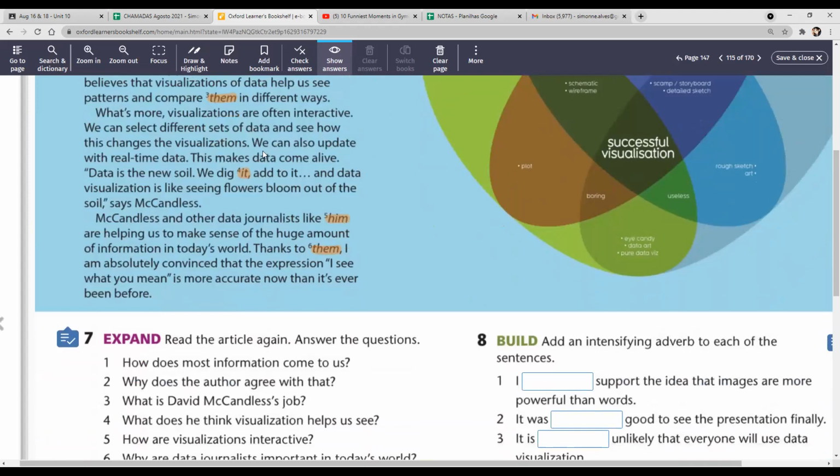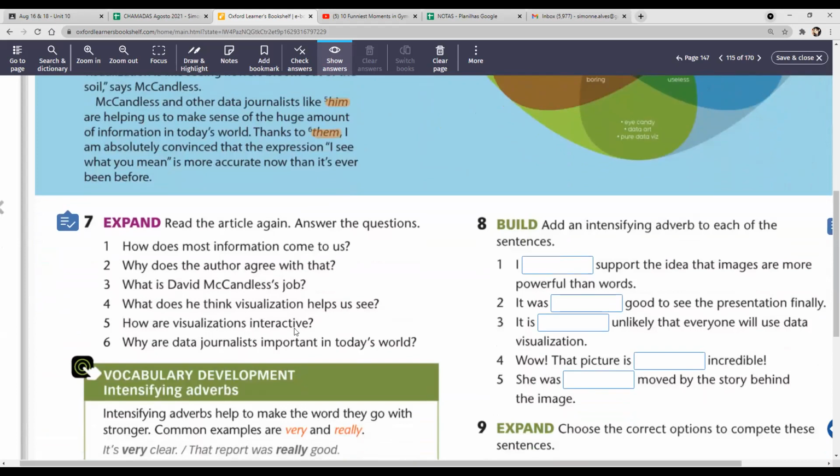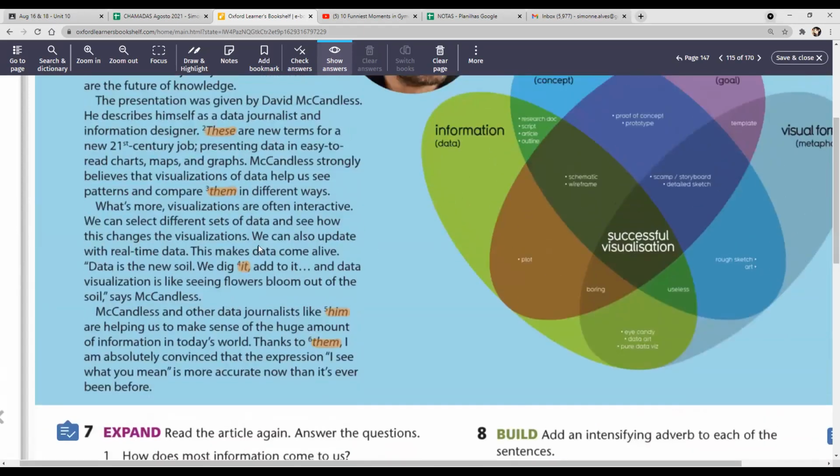And this is nice because look, here they say we can also update with real-time data. So this makes data come alive. So this is the best part. So look, how are visualizations interactive? I don't know, teacher. Yes, exactly like we were saying. Look here, this paragraph here. It's interactive. It's like the new soil. We dig it, we add to it. Okay. So they're always interacting with data.